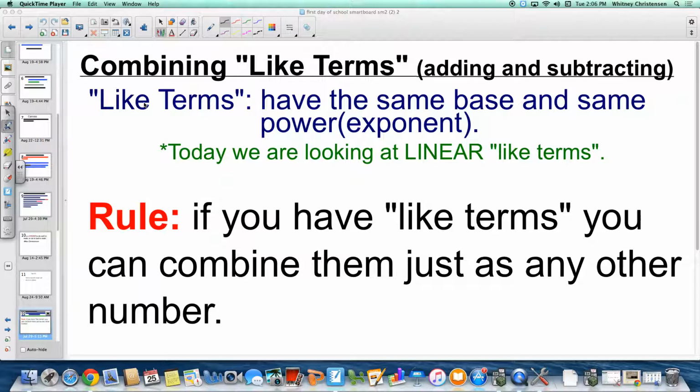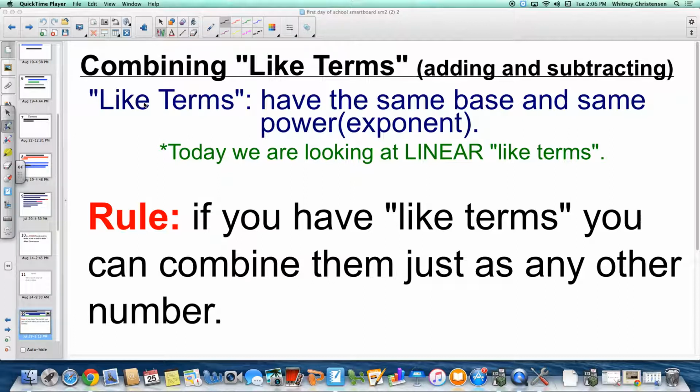Now notice on your worksheet, it's a blank front side. That's what you're going to be taking notes on this time. Most of the time you'll just take it in your own notebook, but today we're going to do it on this. Okay, guys, so like terms. We're going to be combining like terms, meaning adding and subtracting like terms.